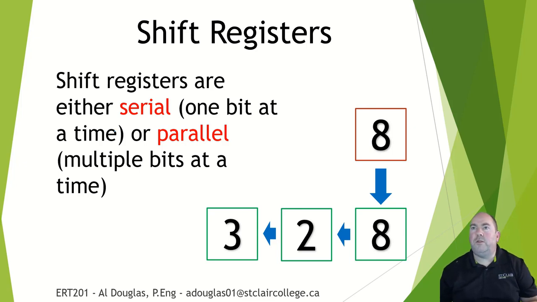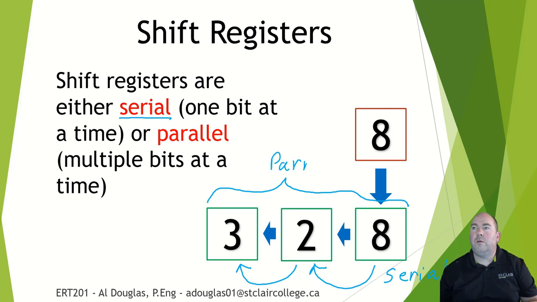Now, there's 2 different methods of doing this. The first one we're going to talk about is serial, which is basically we move 1, then we move the next one. That is serial. Or we can do parallel, which is where we move or store as chunks of data at a time. That would be called parallel.